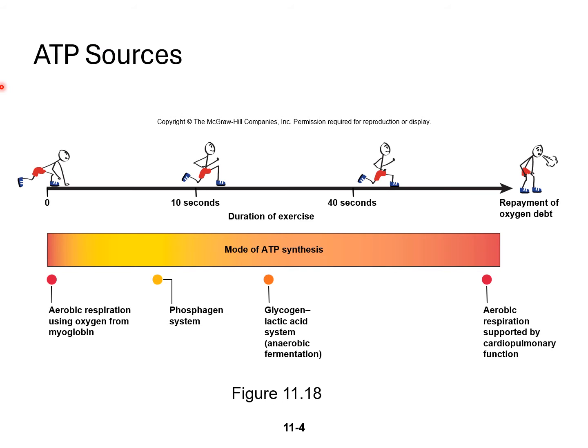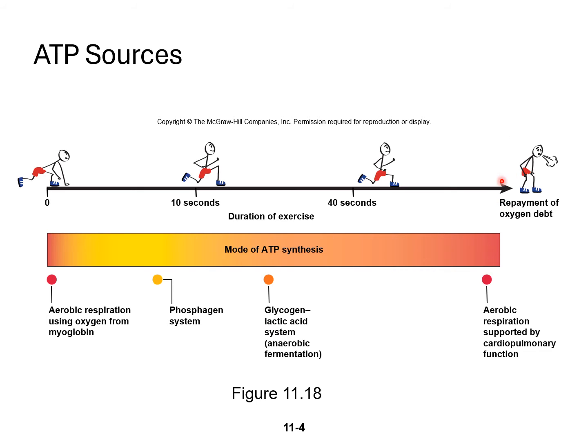So let's look at what's going on in your body during normal exercise, like you running on a track. This is about 60 seconds, or about a minute. First you start aerobic respiration using oxygen from myoglobin, because oxygen is already in the tissue, so let's use it. Then there's the phosphagen system. We're not really going to go over that, but it starts breaking up a little bit. And the glycogen-lactic acid system, or anaerobic fermentation, starts to be used right here.